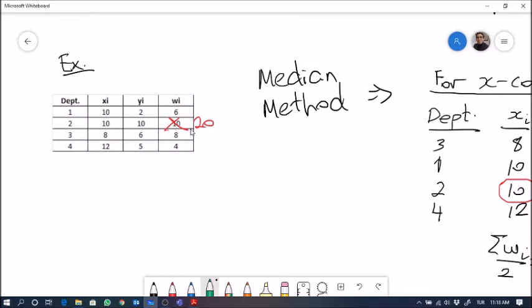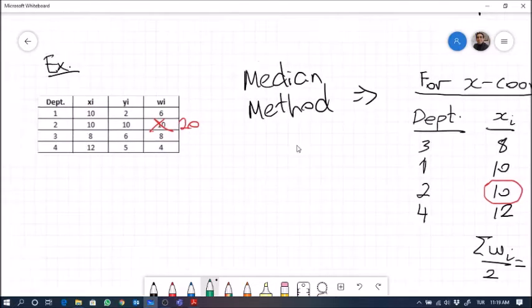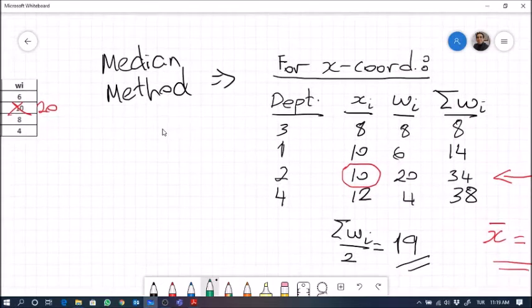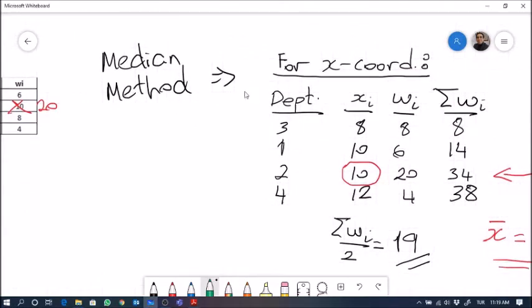In this particular example, instead of the weight of the second department being 10, I would like to consider it to be 20. Okay? So let's apply the median method. Remember, in the median method, we were doing it separately for the x-coordinate and for the y-coordinate. So let's do the calculation for the x-coordinates. We have to order them from the smallest to the highest values of the x-coordinates.